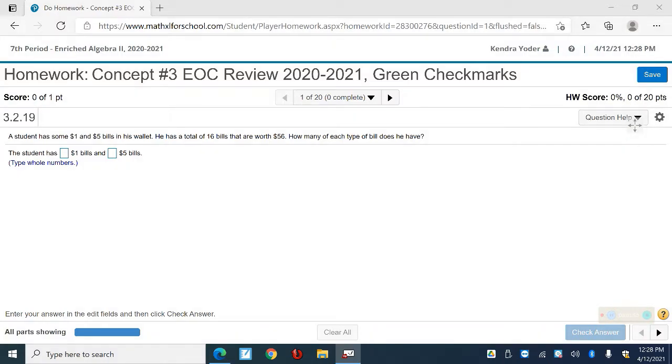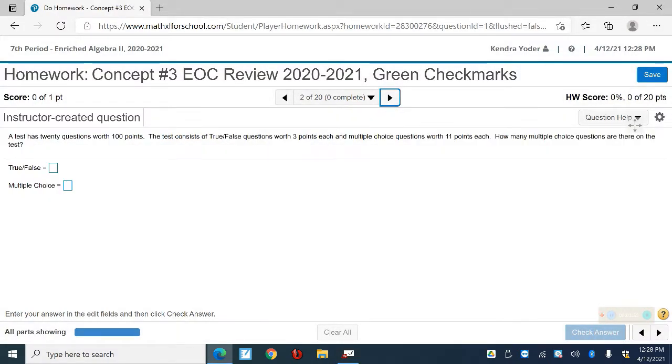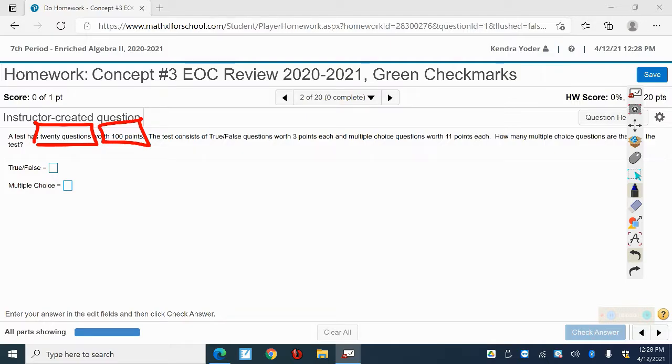Okay, next. Same exact concept, except you're going to have it based upon questions and then worth of the problems. So this test has 20 questions and it's 100 points. So there are your two equations, equal to 20, equal to 100. X is going to represent your true and false. Y is going to represent your multiple choice.